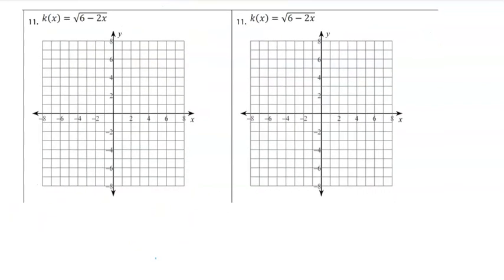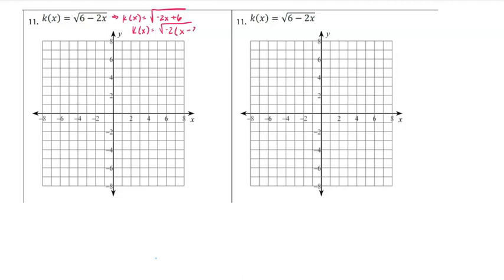Okay, so let's go ahead and rewrite this. k of x equals the square root of negative 2x plus 6. Let's go ahead and factor out the negative 2.